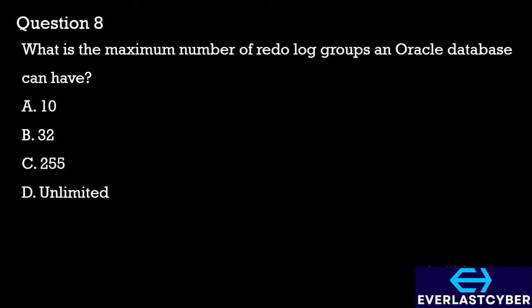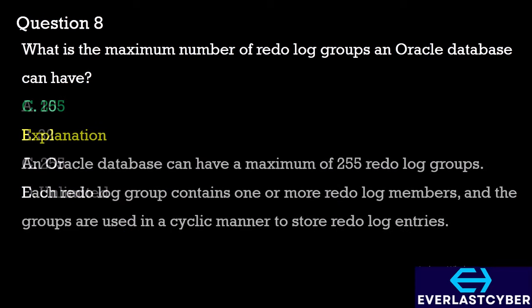Option D is not our answer because the number of redo log groups is not limited. Oracle imposes a maximum limit of 255 redo log groups. So our answer here is option C. The maximum number of redo log groups an Oracle database can have is 255.